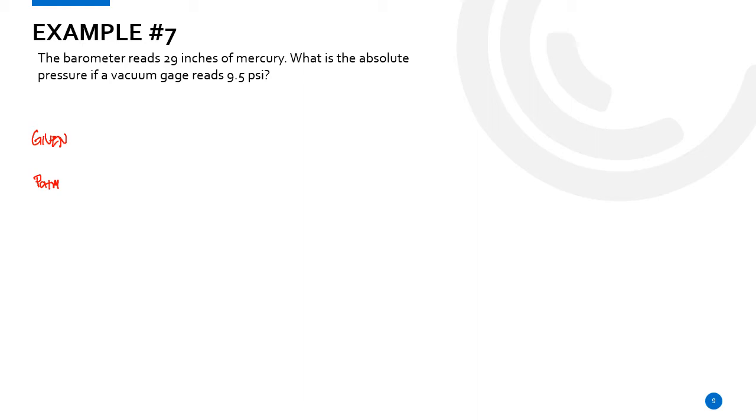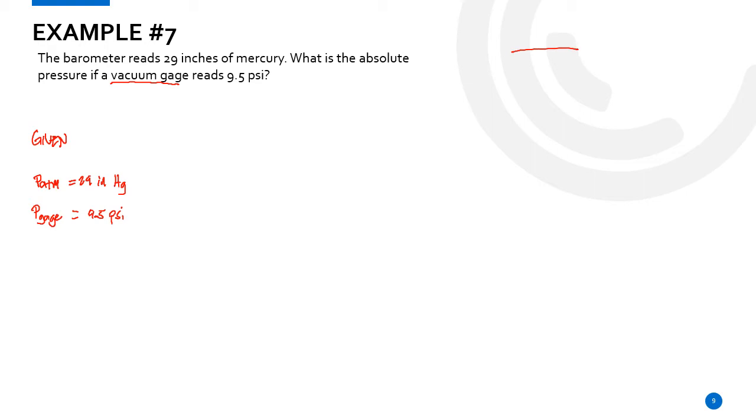Wait lang. Okay, so 29 inches of mercury. So 29 inch Hg. Then ang gauge, kay nag-read daw siya og 9.5. So P gauge is equal to 9.5 psi. Okay? Pero nakita ninyo nga padulong siya sa vacuum, di ba?